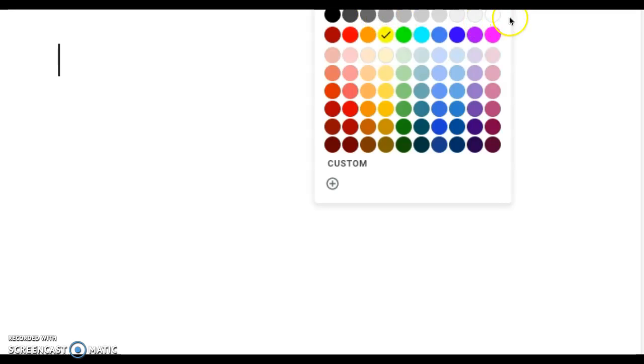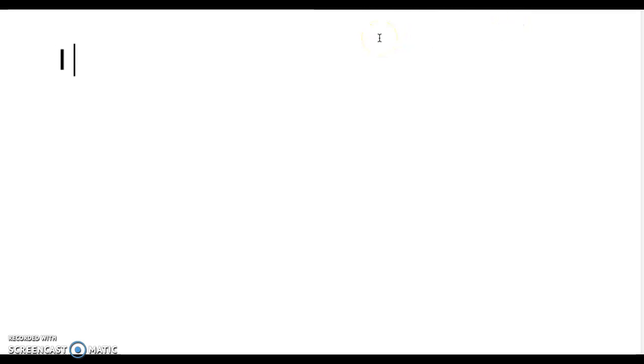Once again, let me get rid of yellow. Once again, we're looking for our 5-star sentence: capital, finger space, legible, which the computer does for us. We can understand what the writing is, spelling, and end mark.